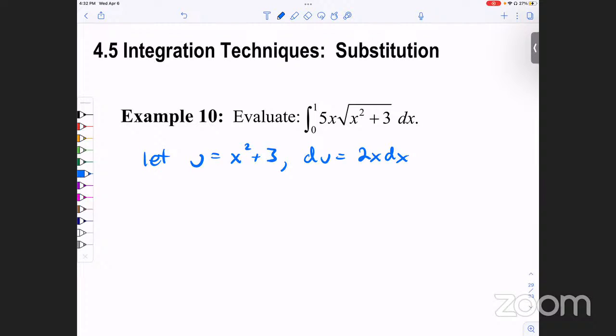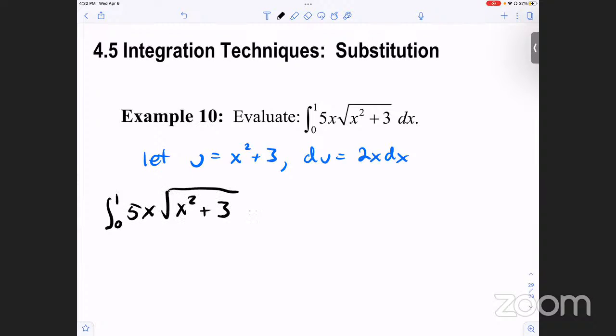Okay, we're gonna try something similar to what they did in the other example, because again, we want to have that 2x dx, right? Let's start by getting a copy of the original. We've got the integral from 0 to 1, 5x times the square root of x squared plus 3 dx, okay? We can move the 5 to the left side of the integral so we don't have to worry about it. And we want 2x dx. So if we want a 2 in there, we need to multiply by 1 in the form of 1/2 times 2, right? So on the outside of our integral, we're going to have 5 halves.